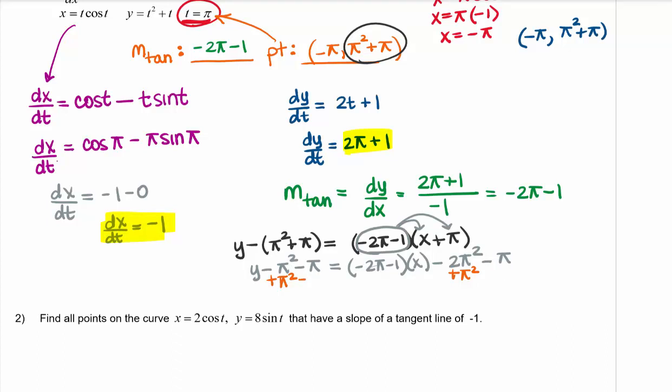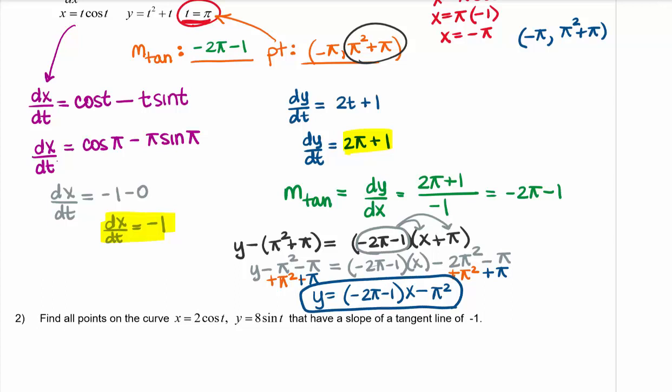So then I will have, sorry, this didn't stay for some reason. So I'll add pi to both sides. So then I'll have y equals this quantity -2 pi minus 1 times my x, and then just minus pi squared. And that would be how I would leave the equation of my tangent line in slope-intercept form.